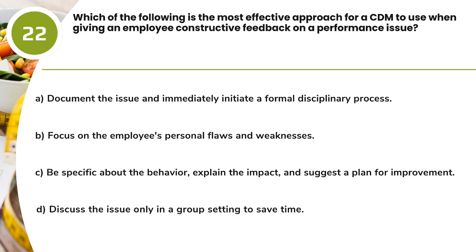Question 22. Which of the following is the most effective approach for a CDM to use when giving an employee constructive feedback on a performance issue? A. Document the issue and immediately initiate a formal disciplinary process. B. Focus on the employee's personal flaws and weaknesses. C. Be specific about the behavior, explain the impact, and suggest a plan for improvement. D. Discuss the issue only in a group setting to save time.